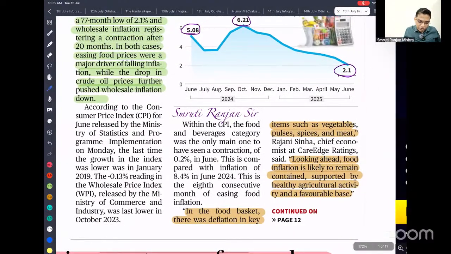Okay, so here you can see the food basket. There was a deflation in key items like vegetables, pulses, spices, and meat. So what is the meaning of deflation? Deflation means when the price of commodities declines continuously. It is the negative of, or opposite of, inflation.